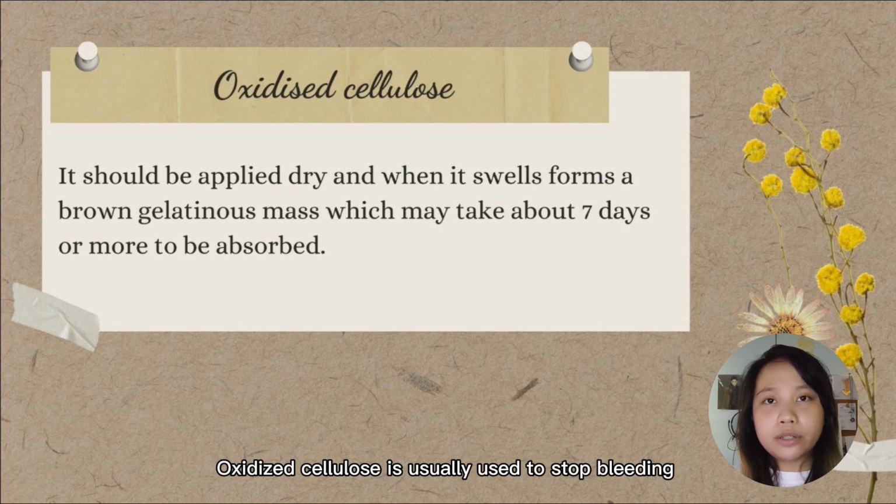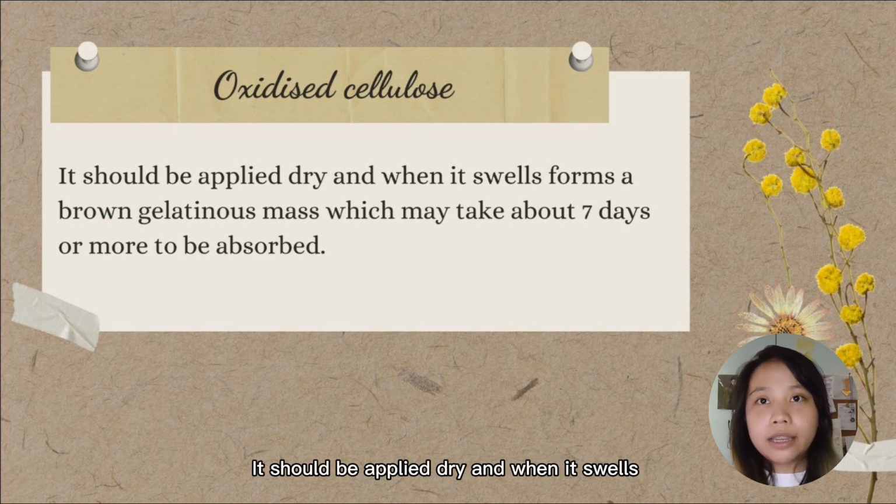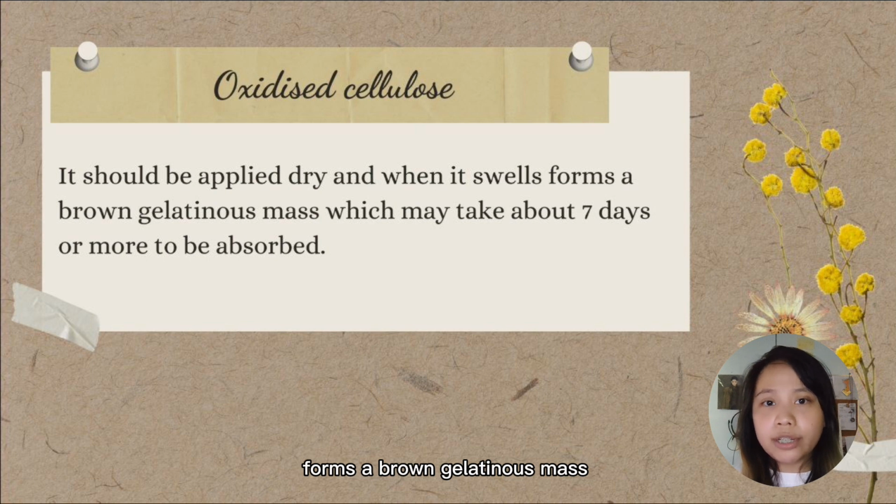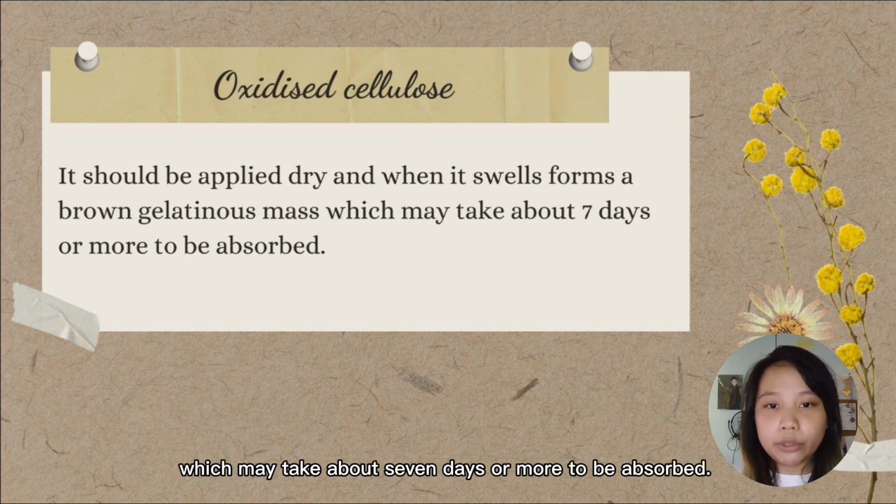Next is oxidized cellulose. Oxidized cellulose is usually used to stop bleeding in spine surgery and to pack cavities or lytic defects. It should be applied dry, and when it swells, it forms a brown gelatinous mass which may take about 7 days or more to be absorbed.